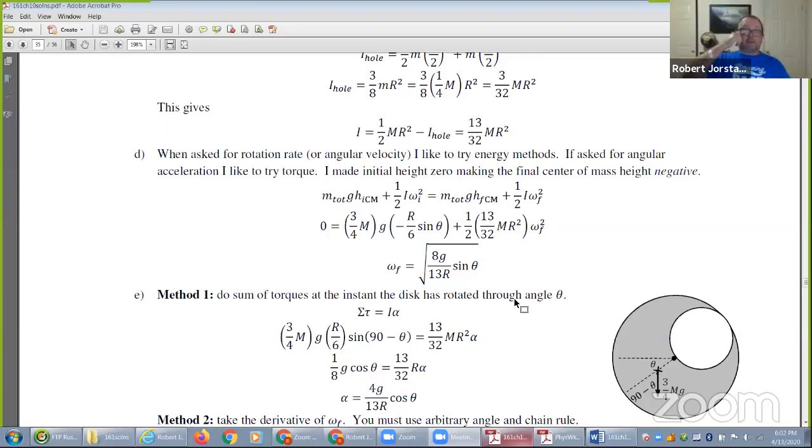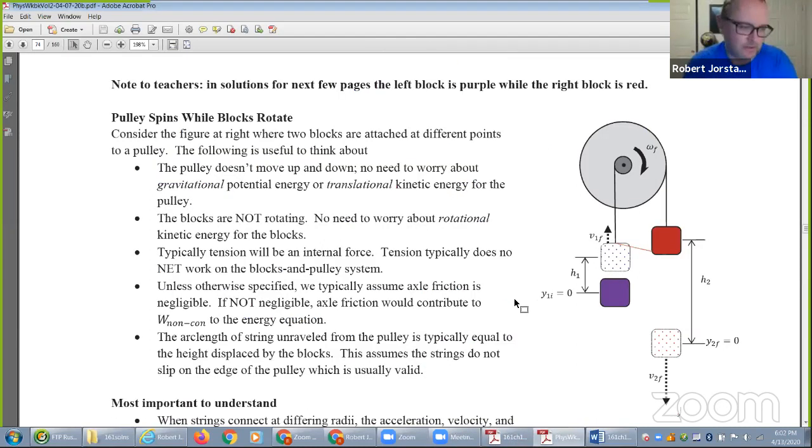So here we have a color version, I think, of what's in your book. We're going to look at these types of problems now, and we can handle these with both torque or energy, but let's first just get our basics down. Now, in this case, the pulley's not moving up and down. So I'm starting right here.